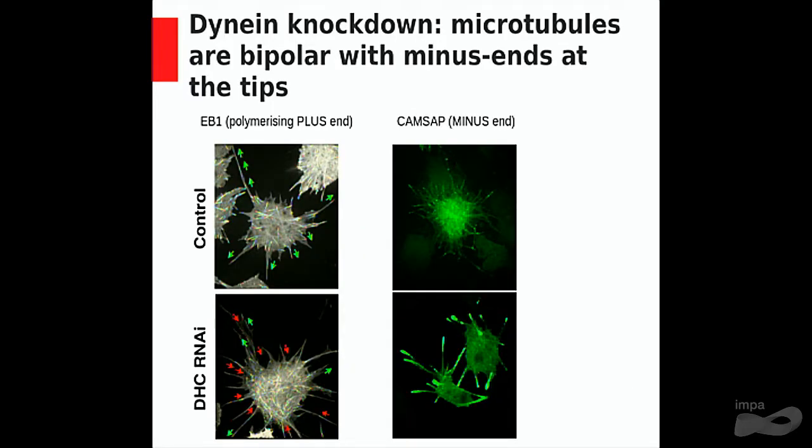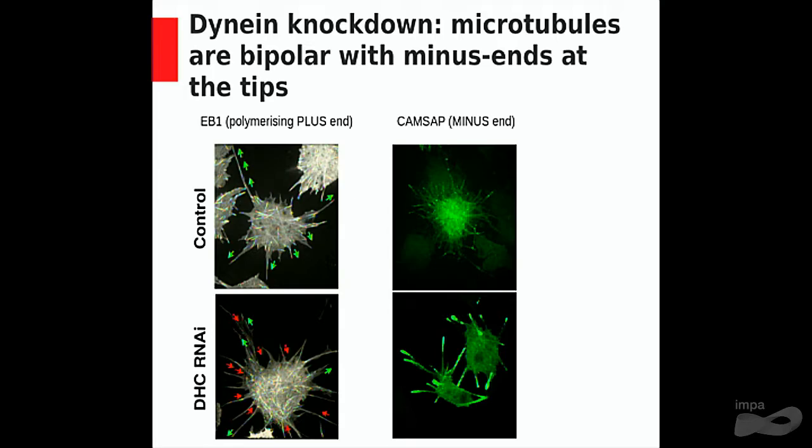The experiments they did were, for example, the following one. This again shows a control cell. Here we see basically the trajectories of the polymerizing plus ends. And it turns out that in control cells, in those processes, the microtubules too seem to be plus end outwards, because all those trajectories are pointing outwards.